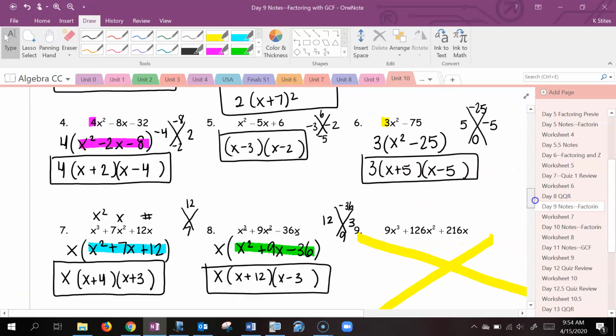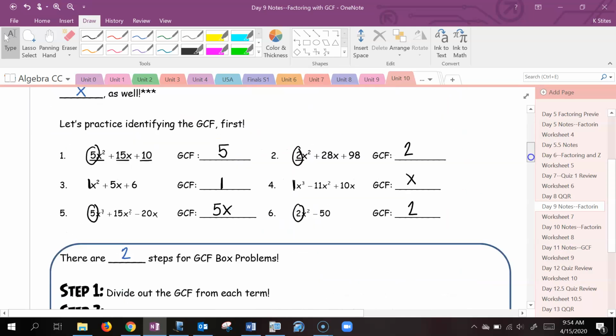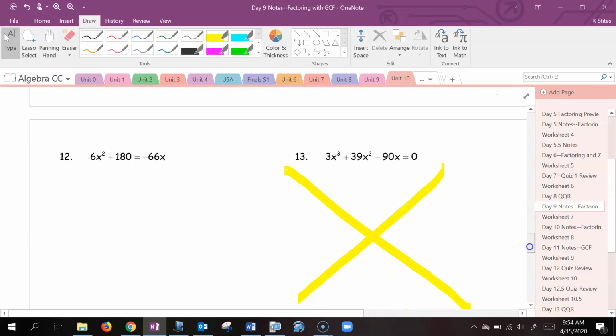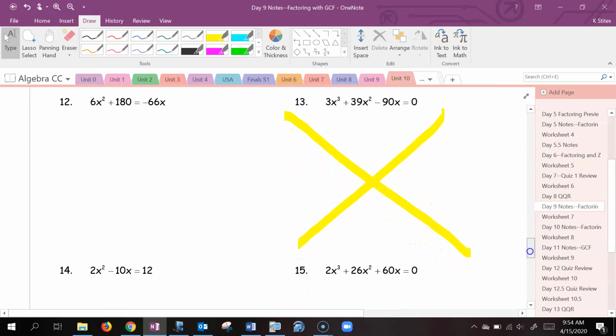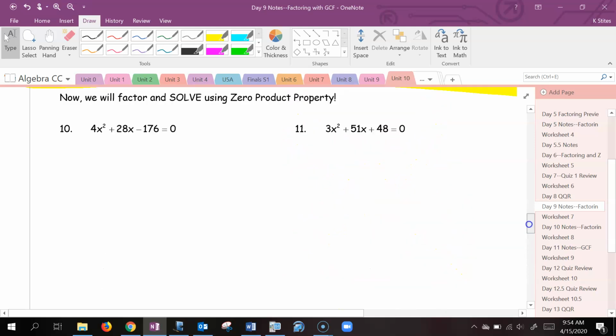Today we are going to finish the note sheet that we started yesterday. So we are still on your Unit 10 Day 9 notes in your green packet. And we're going to go ahead and do 10, 11, 12, 14, and 15. Okay, we're going to do those together and then you'll have a Canvas quiz that you need to complete.